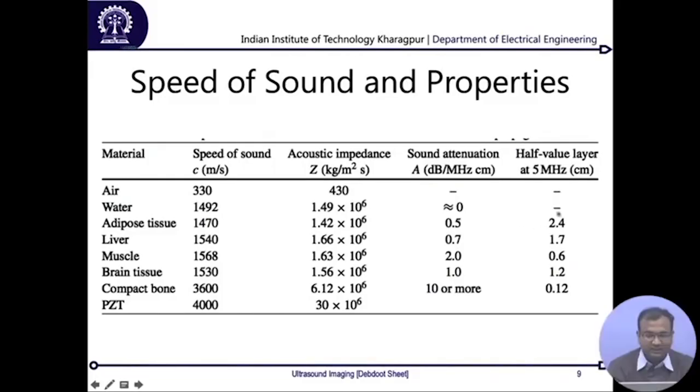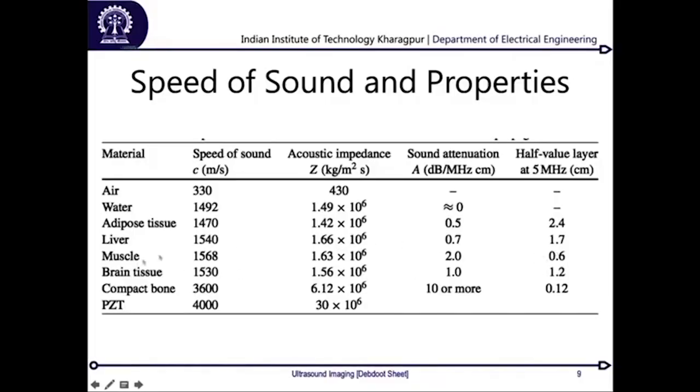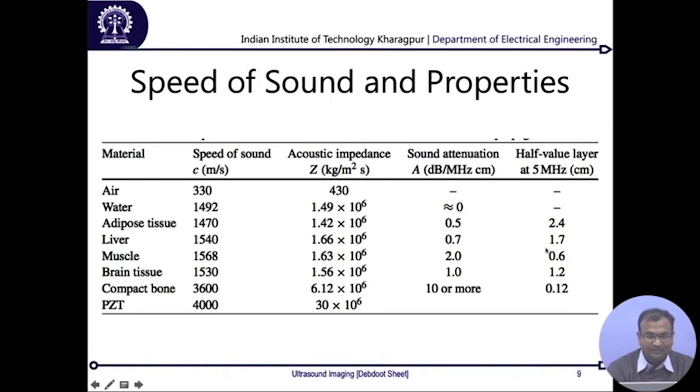Now, if you look at it, the adipose tissue has the highest half power distance, half value layer. For this reason, if you are imaging fat, then you can image to a much larger distance without having much effective noise, whereas you would see that in muscle this is quite low, and in compact bone it is the lowest. And so, ultrasound imaging of bone is practically not possible. If you are trying to image bone, you would get a very distinct shadow after just touching the surface of the bone, because most of it just gets absorbed very drastically in front of the bone.